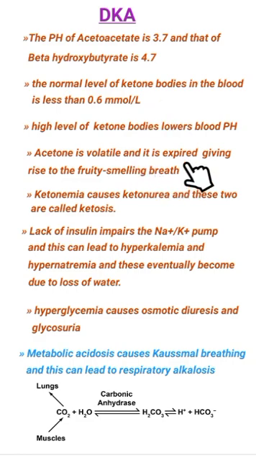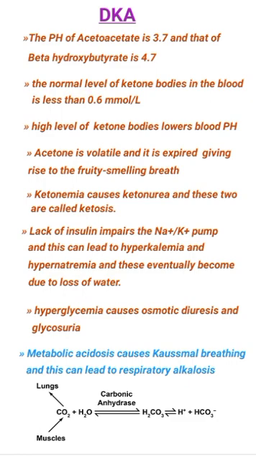The increase in the level of these ketone bodies can lead to ketonemia. Ketonemia is simply the accumulation of ketone bodies in the blood. When the level of ketone bodies in the blood increases, they can be excreted in urine, and that will result in ketonuria. Ketonuria is the presence of ketone bodies in the urine. The combination of ketonemia and ketonuria is called ketosis. So ketosis is a combination of these two things.